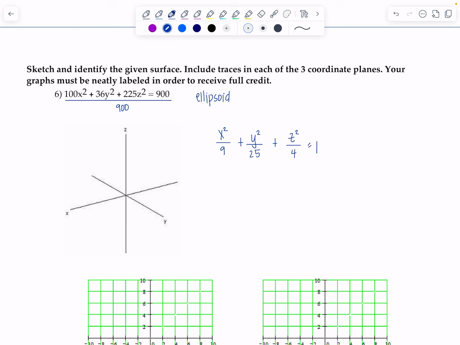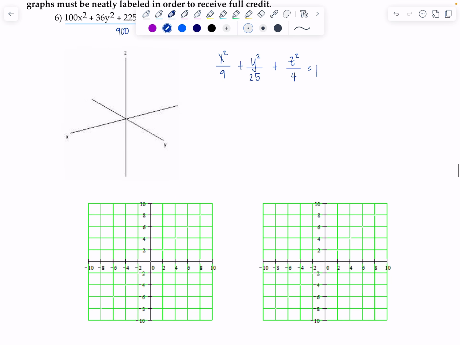Now let me graph the traces in each of the coordinate planes. So in the xy plane, that would mean z is 0. So we would have an ellipse. x²/9 + y²/25 = 1. So the x-intercepts would be at 3, -3. The y-intercepts 5, -5. And it would look something like this. Here's my x-axis, here's my y-axis.